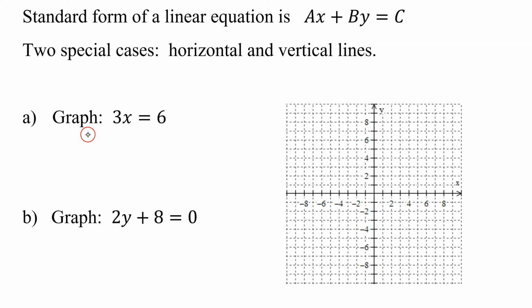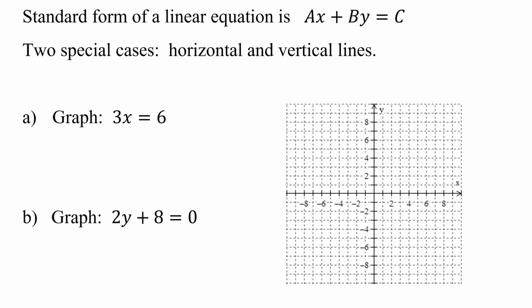In this example, we need to graph 3x equals 6, and we also need to graph 2y plus 8 equals 0. Well, reviewing, the standard form of a linear equation is ax plus by equals c, where a, b, and c are all constants and a and b are not both 0 at the same time.